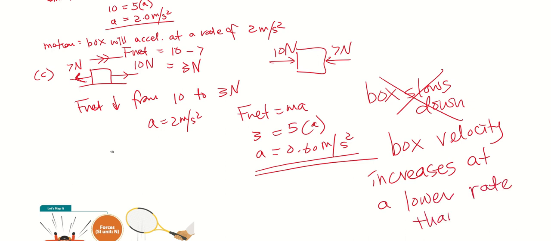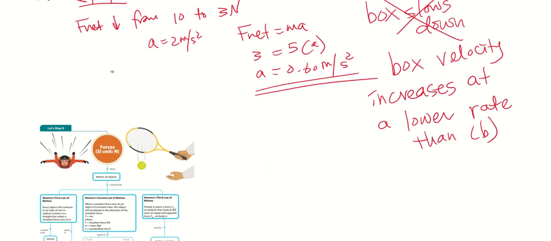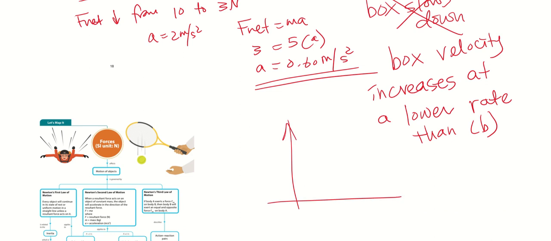than B. Okay, so if I were to draw the VT graph, it will be something like that. Let's say, the gradient of a VT graph will be gentler here and steeper here. Okay, so this is my part B and this is my part C.